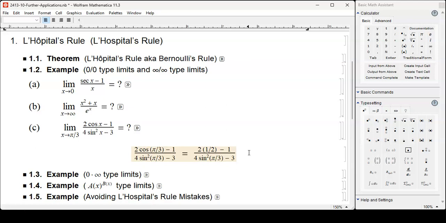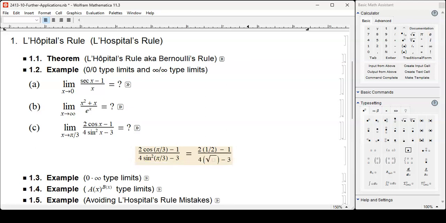How about the denominator here? Sine of pi over 3. What is sine of pi over 3? That's square root of 3 over 2. And then don't forget square here. So yeah, you have to take square. And then if you simplify, the numerator, 2 times 1/2, 1 minus 1. And how about the denominator here? This thing squared, so 4 times 3/4 minus 3. So this entire thing is again 3 minus 3. So yes, we have 0 over 0 types.